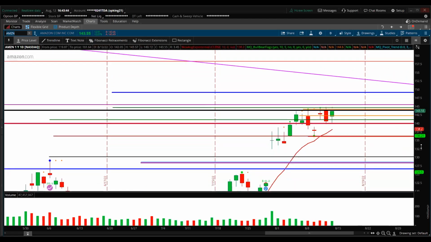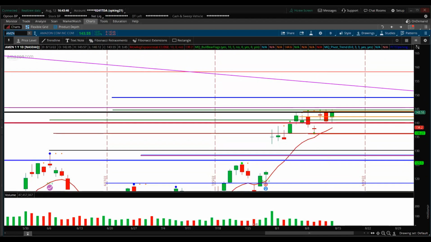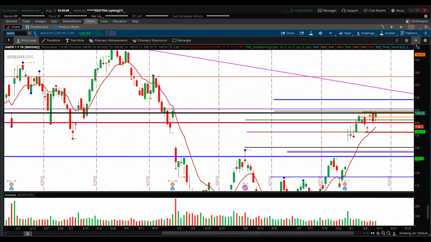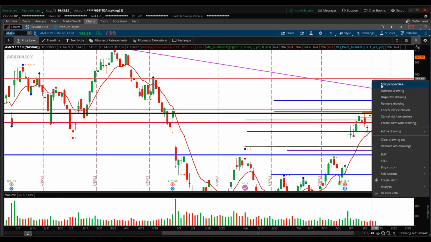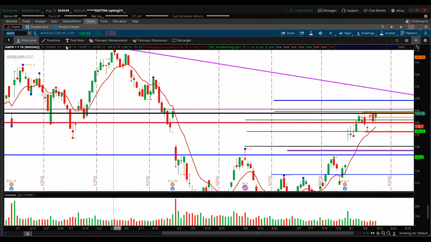Let me go to here. We were talking about doing this, so I'm going to get rid of this line here, and let me put in a price level here.